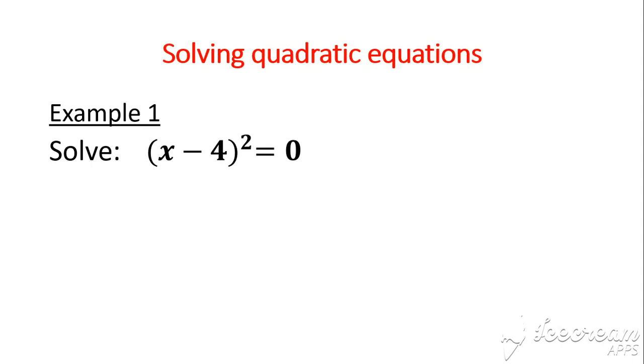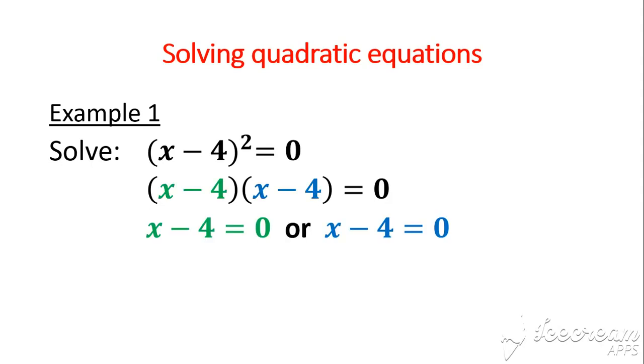Example 1, solve this quadratic. Inside the brackets, x minus 4 all squared equal to 0. Well, on the surface, you think there's only one set of brackets, and therefore, how could it be a quadratic? But as soon as you identify that it's a power of 2, that means it's x minus 4 times x minus 4. And therefore, you realize straight away that it's a 2 bracket and it's a quadratic. So, let's solve it from here.